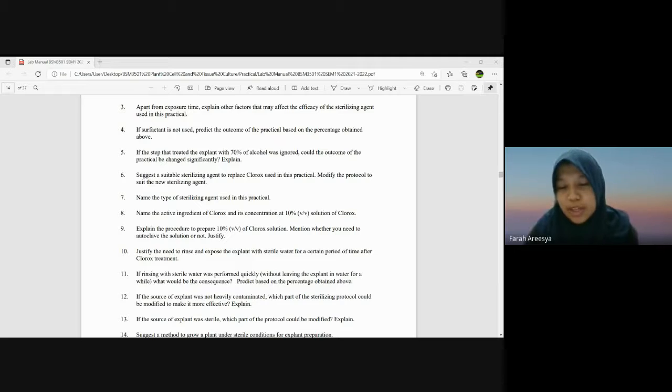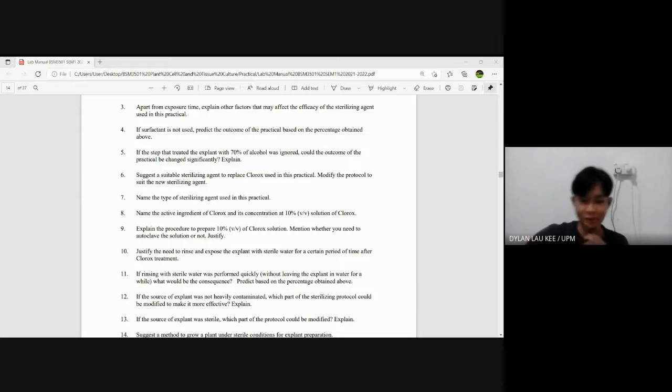Or maybe we can lower the exposure time where we soak in the 70% ethanol. Maybe in the experiment we use 30 seconds. Maybe we can lower it more. So that was my opinion. What do you think? I think that is great.